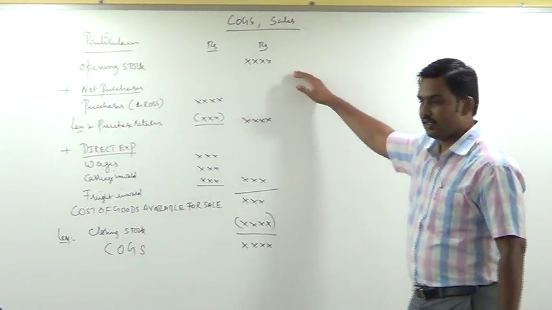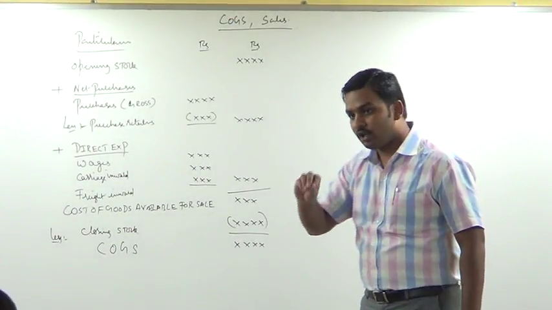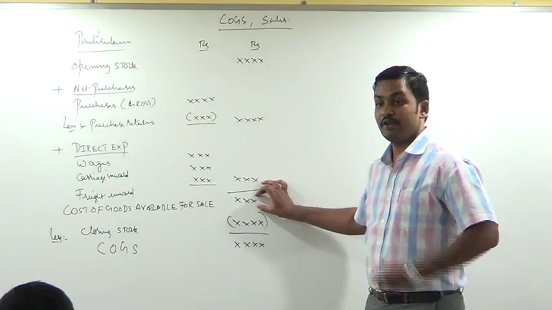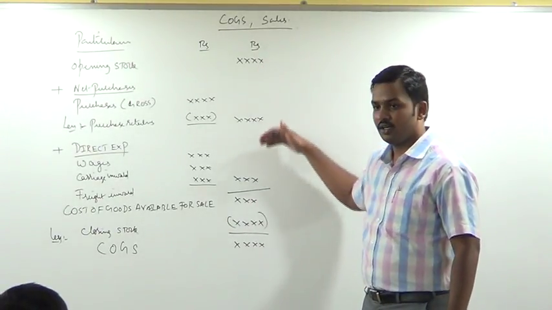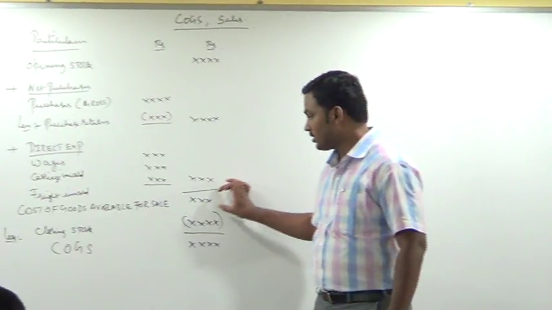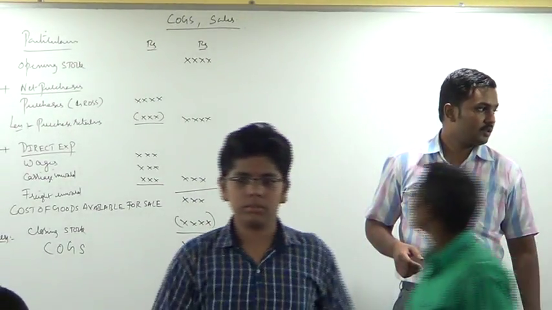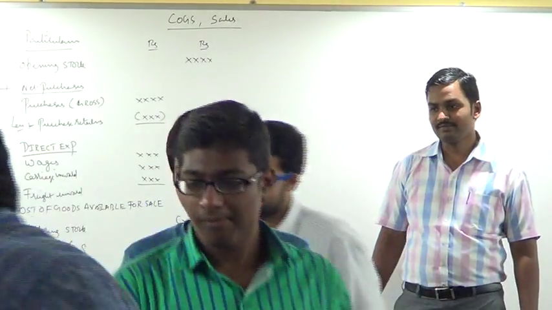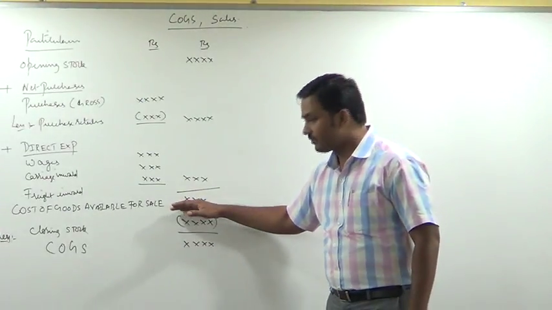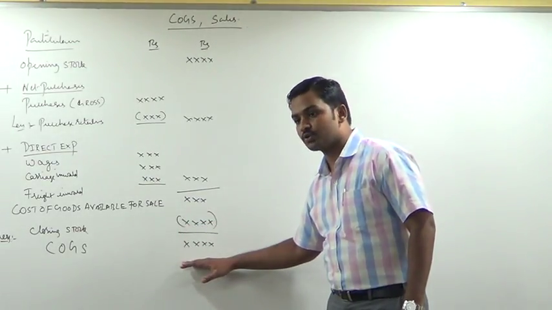Start with opening stock, add net purchases, add direct expenses. If all the goods are sold, this is going to be your cost. This is the expenditure. If all the goods are sold, that is opening stock, all your purchases you are selling, and including your expenses, this would be the cost. So you get cost of goods available for sale. Out of this, remove the cost price of unsold stock. You will get cost of goods sold.